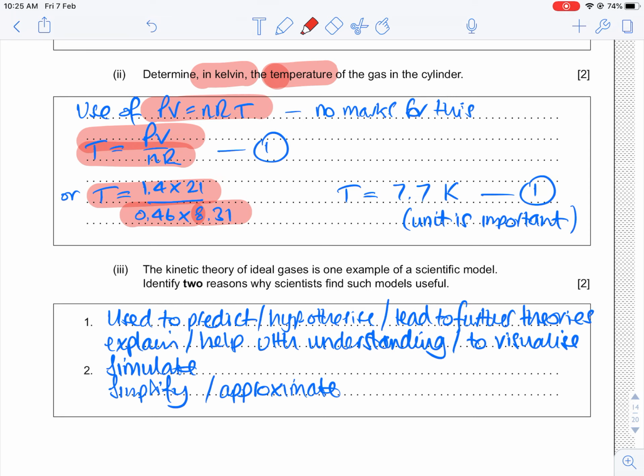Put the numbers in. Be careful that you have the numbers all in the base units: pressure, volume, number of moles, and the ideal gas constant. So be careful of the units you're using. If you get the units right in there, the answer will come out to be 7.7 Kelvin. So it's important that you are stated in Kelvin. If you put it into degrees Celsius, you will get the mark, but why have you done that?